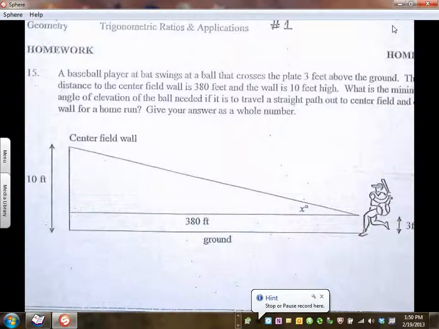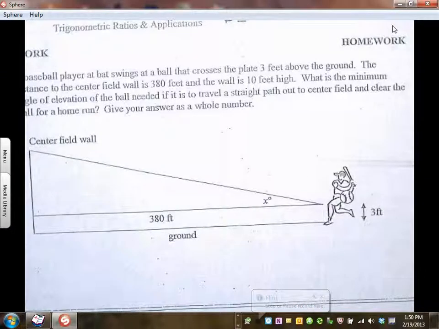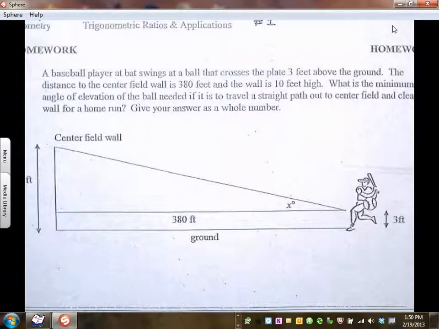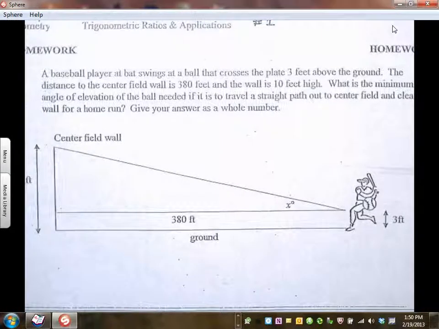I'm sitting down to do some homework help, and I just wanted to make sure that Muhammad realized that I have zoomed in, so hopefully it's a little bit better this time than it was before.